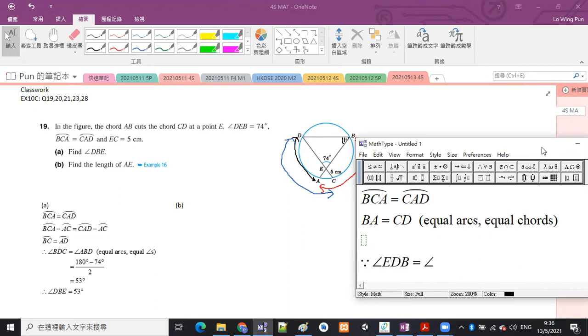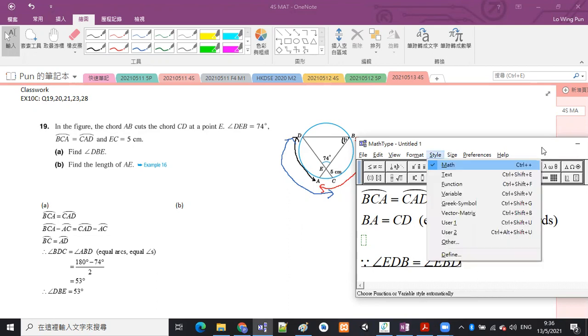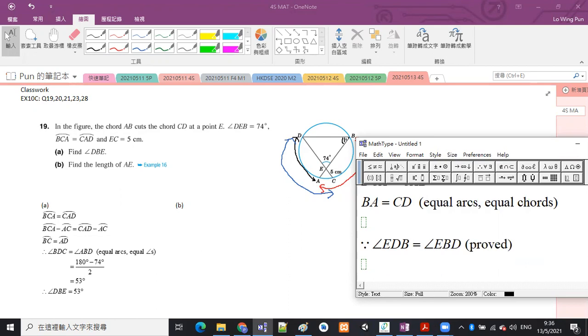Because angle EDB is equal to angle EBD, and they are both equal to 53 degrees. Oh no, we have proved in part A. Therefore, we can say that ED is equal to EB.